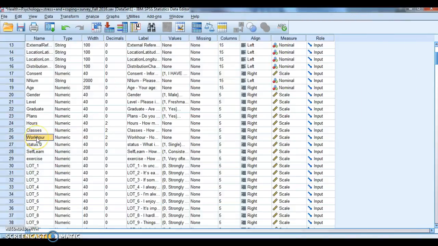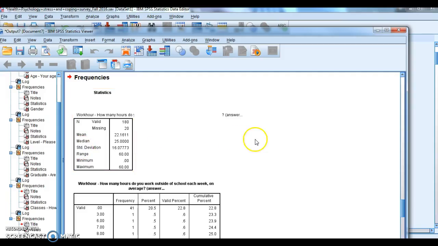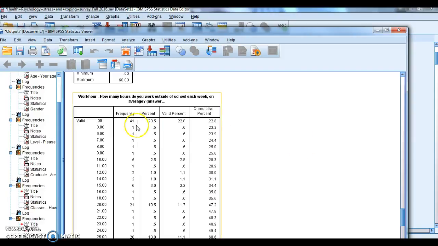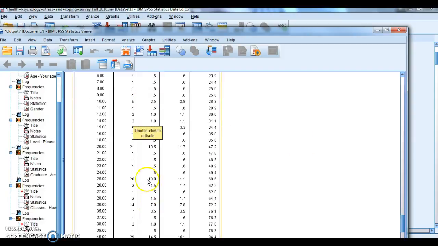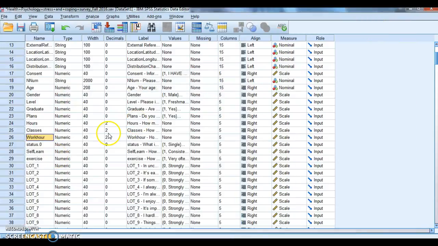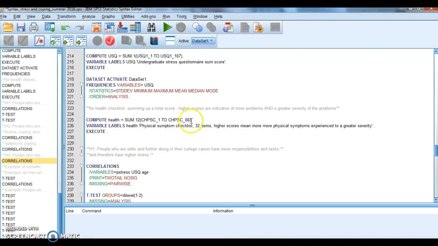And then finally, let's see how much people are working. So we see on average people are working part-time. We have a good chunk who are not working at the moment. And then let's scroll down. You can see that we have some people who are definitely working full-time if you look down at the bottom. Okay, so that gives us an idea of what our sample looks like. Now let's run our syntax for our hypotheses.